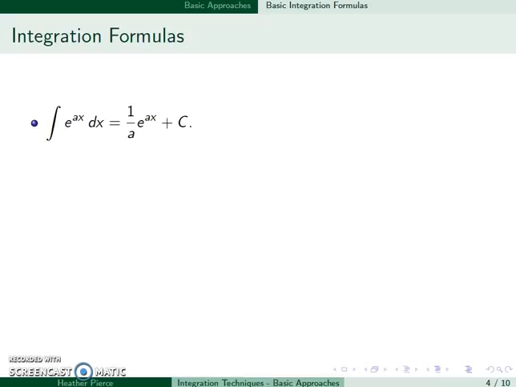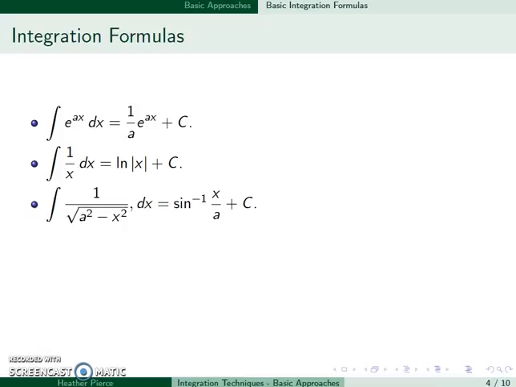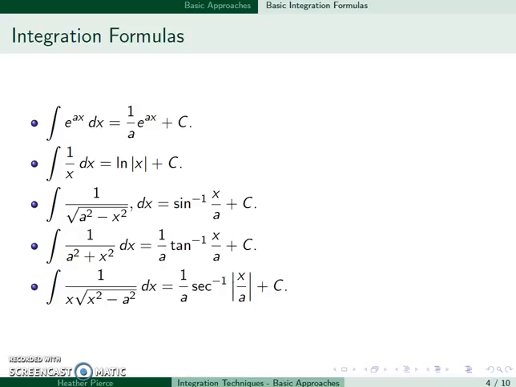The integral of e to the ax is 1 over a e to the ax plus c. And the integral of 1 over x dx is the natural log of the absolute value of x. Anything of the form integral of 1 over the square root of a squared minus x squared dx is sine inverse of x over a plus c. The integral of 1 over a squared plus x squared is 1 over a tangent inverse x over a plus c. And finally, the integral of 1 over x times the square root of x squared minus a squared dx is 1 over a secant inverse of the absolute value of x over a plus c.